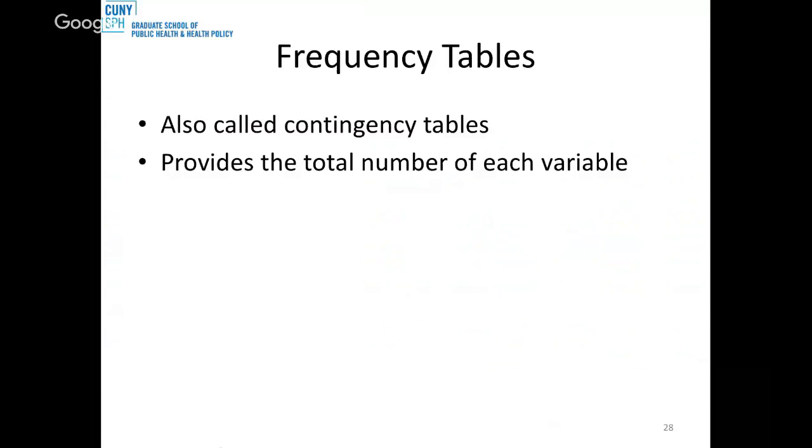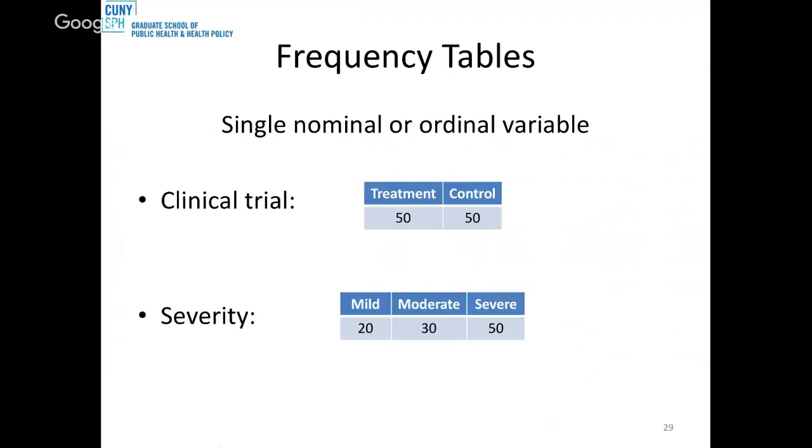You'll be doing lots of frequency tables this semester because these are the basic numerical summary for nominal and ordinal data, also called contingency tables, but these are fancy names to just say you're listing the total number or the total count for each category. That's all it is.